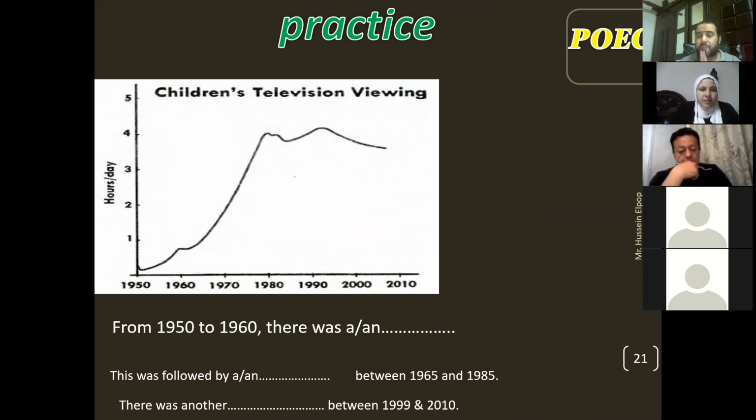There was an increase. First one, increase. Let's say the number 1 here, from 1950 to 1960, there was an increase. Any other ideas? Rise, maybe. Yes, perfect. Okay, let's see what do we have.